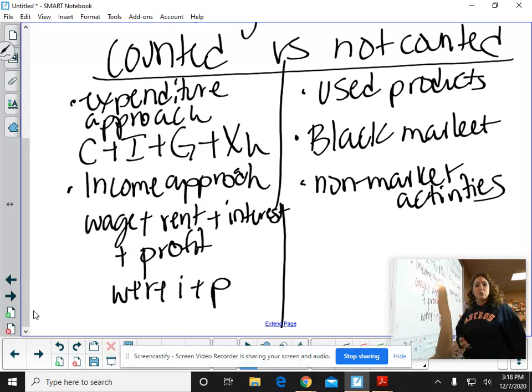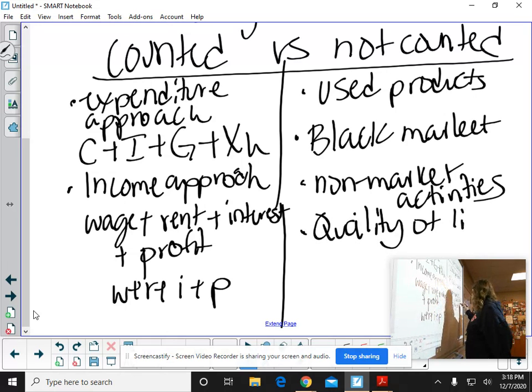If you're a waitress or a waiter or something, you should report your tips, but if you don't, well, that's like a non-market activity. Of course, actually, I think that might be illegal. So used products, black market, non-market activities. The quality of life is not measured.